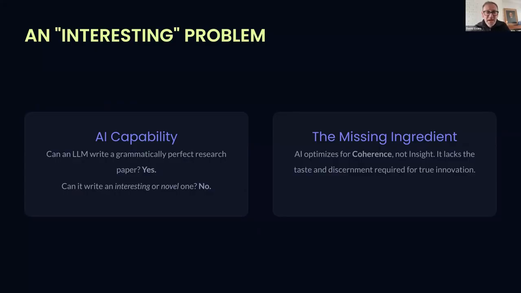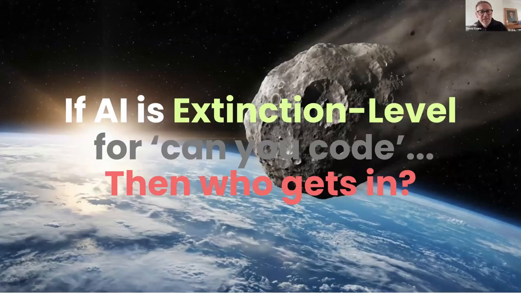The LLM can write something grammatically perfect. Can it write something novel? It can't. It really wants to be coherent. It really doesn't want to explore a space that it's uncomfortable with. It'd be very hard to get it to confidently point out similarities in something that you didn't specifically ask it to do. So AI is kind of extinction level for "can you code."